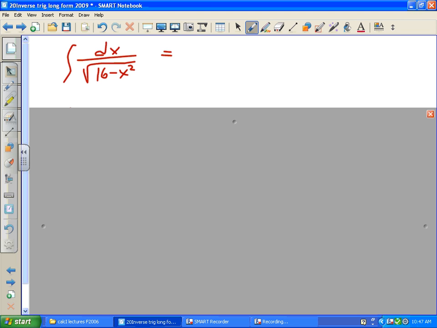At a glance, do you think this can be done with U substitution? No. Do you think you're going to need tangent inverse or sine inverse? Sine inverse. What is our A here? 16 is A squared. So what is A itself? A is 4. A is the square root of 16. The formula says you need sine inverse of x over A. And what is A? 4. So the answer is sine inverse of x over 4 plus c.